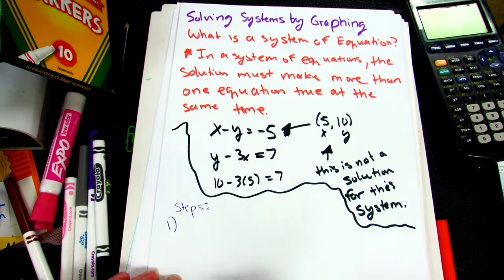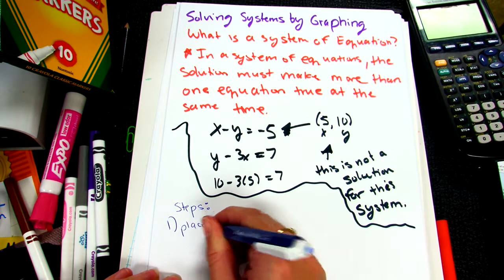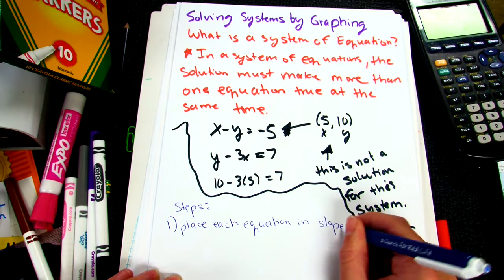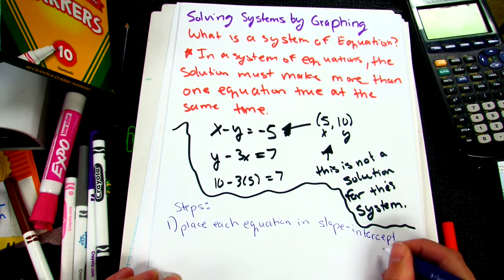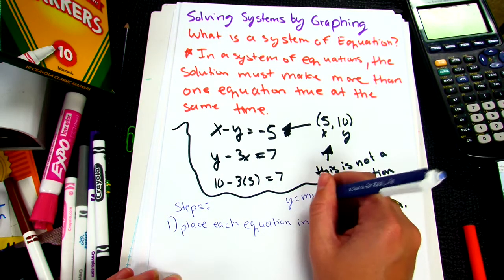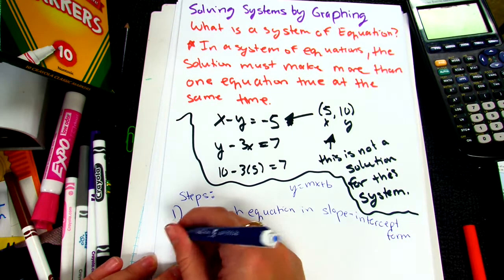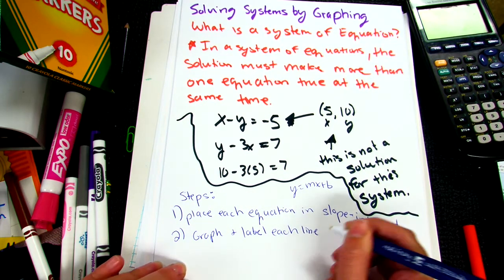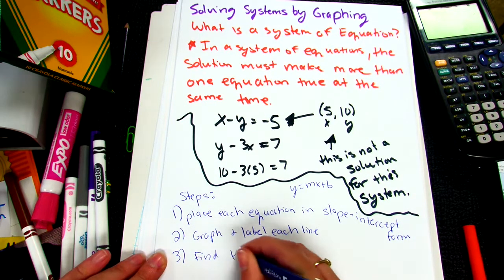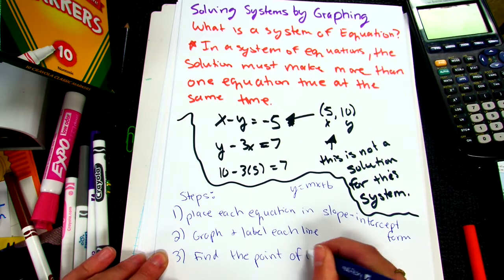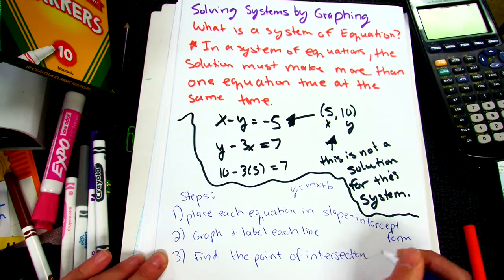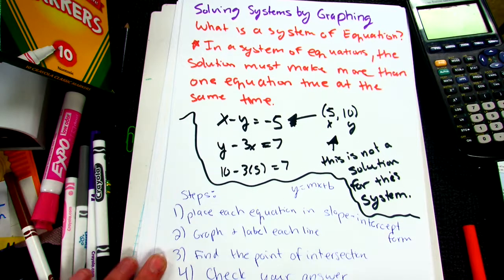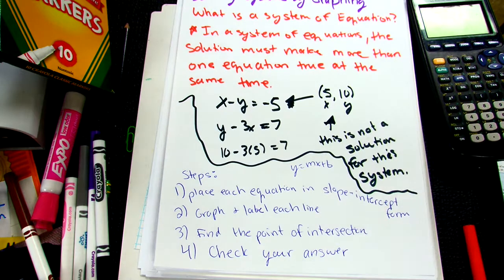Step 1, you're going to place each equation in the system in slope-intercept form. Okay, so a reminder, slope-intercept is y equals mx plus b, right? Step 2, we graph and label each line. Step 3, find the point of intersection. And step 4, last and not least, check your answer. Make sure that the ordered pair that you pick not only works for one equation, but for both equations, okay?